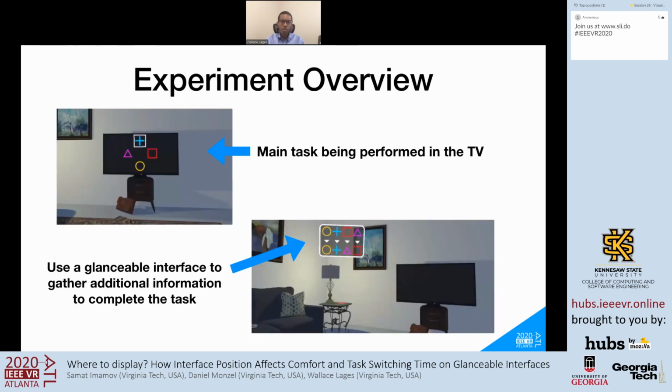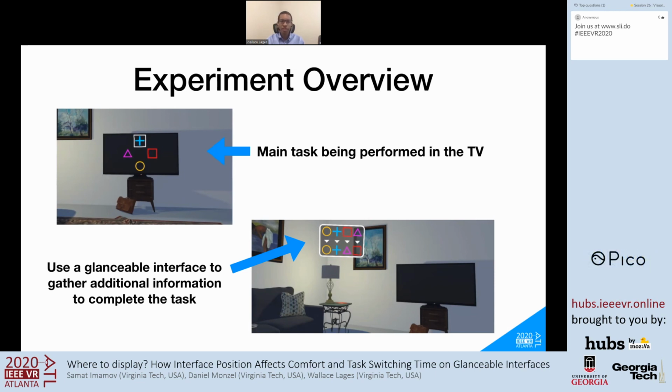In this study, participants switched between the real world and a glanceable interface. In our case, the task appeared on a TV, and the participant would then use a glanceable interface to gather additional information to complete the task. We conducted an experiment using mixed reality simulation, which is to say, we simulated an AR device with a wide field of view inside a virtual reality environment.